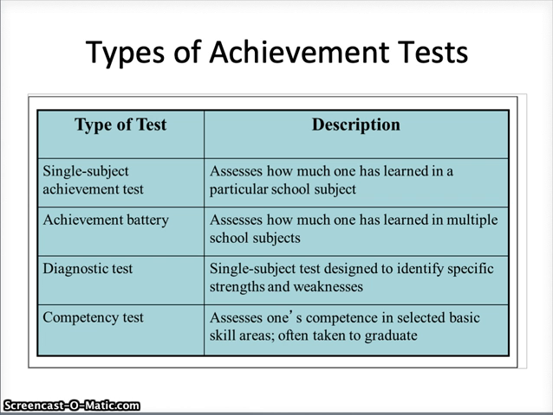Okay, these are the four types of achievement tests I was just talking about. Single subject, by the name itself, means one particular school subject is being assessed on that test. So English or math, whatever it might be, one school subject on the single subject test. The achievement battery takes a combination of multiple school subjects. So this battery of tests may include a reading section, a writing section, and a math section. Those are the multiple school subjects.